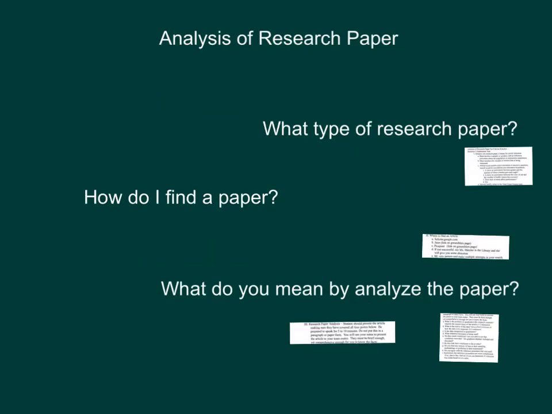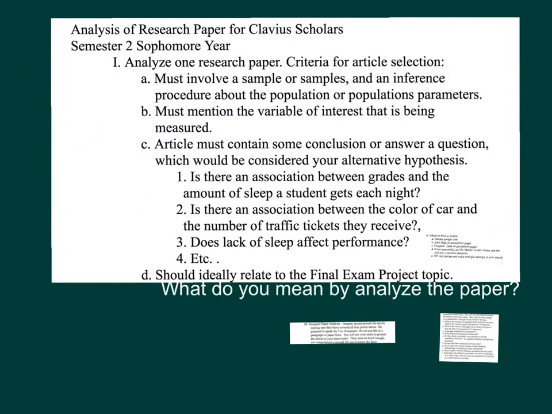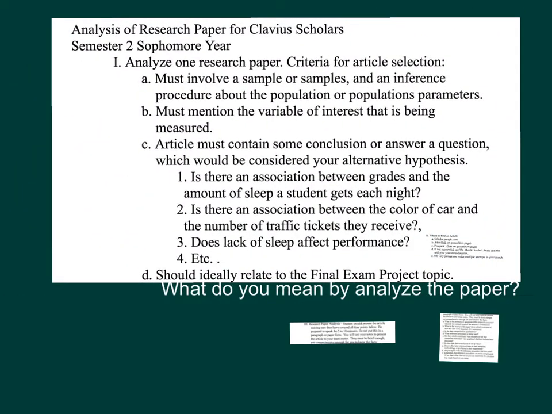So what do we mean by an analysis of a research paper? Well, first of all, what is the type of research paper that you should be looking for? So what we want to do is take a look first of all at the analysis description. You're going to analyze one research paper. The criteria for that selection are that you want to make sure it involves samples or a sample, an inference procedure about a population or populations.